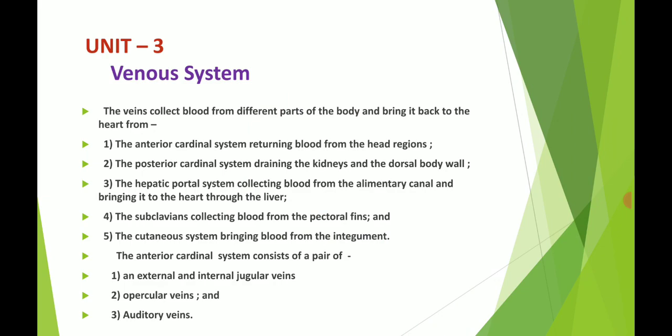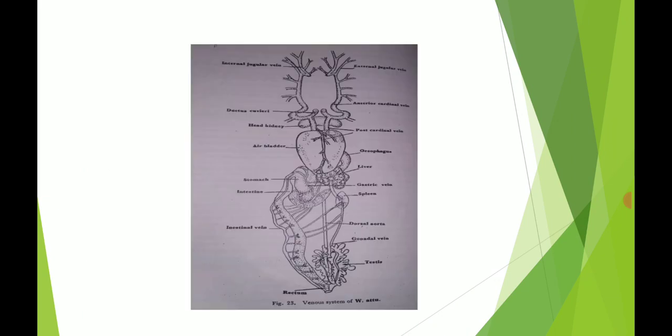Here we are seeing one by one how the process follows: the anterior cardinal system, then the posterior cardinal system. Firstly, the anterior cardinal system. It consists of a pair of external and internal jugular veins, then the opercular veins and auditory veins. These 3 veins connect to the anterior cardinal system.